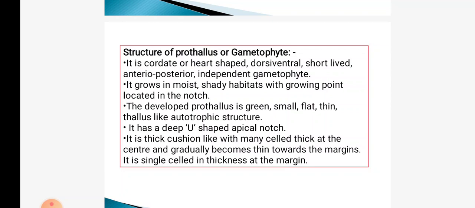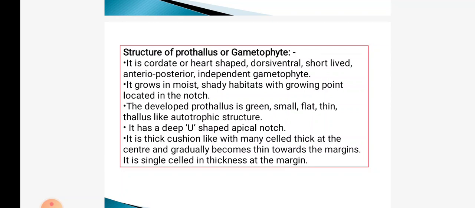The prothallus is green, small, flat, thin. The thallus is autotrophic in nature. By itself, it produces food material. It is green in color, so it is possible for it to perform photosynthesis. It is an autotrophic structure. It has a deep U-shaped apical notch.